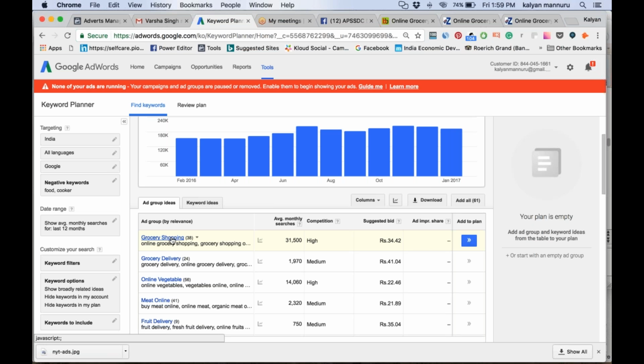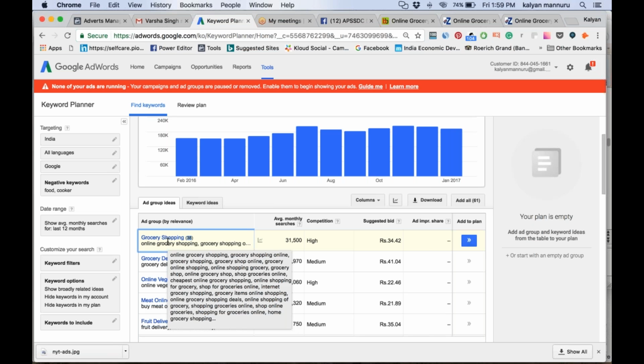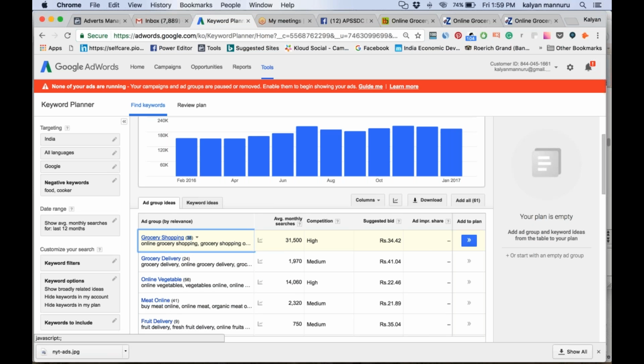Why is it called grocery shopping? Because there are 38 keywords inside it. Each of the keywords has grocery and shopping in common. That is why they have been grouped into one. 38 keywords have been grouped into one single ad group. So I am mousing over it to show you what keywords are present. You can see there, online grocery shopping, grocery shopping online. Let me open that for you.